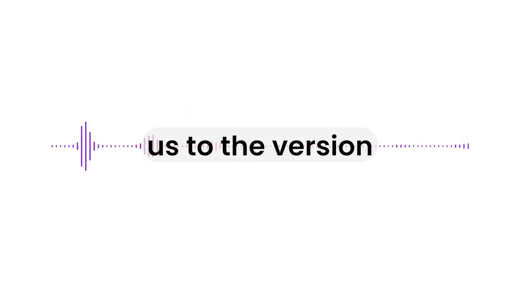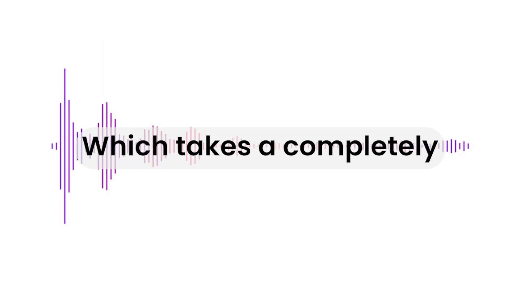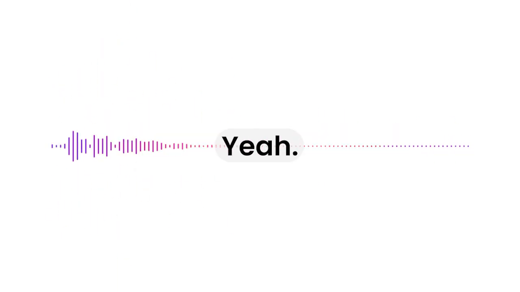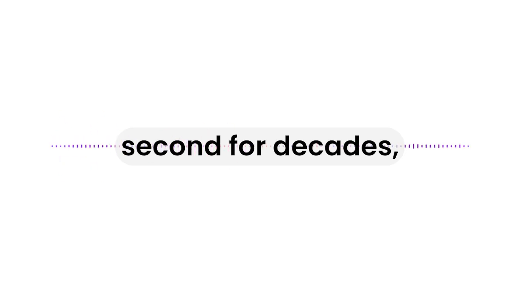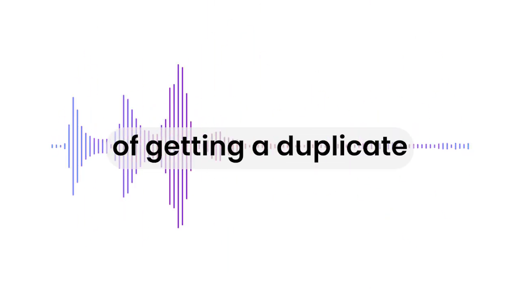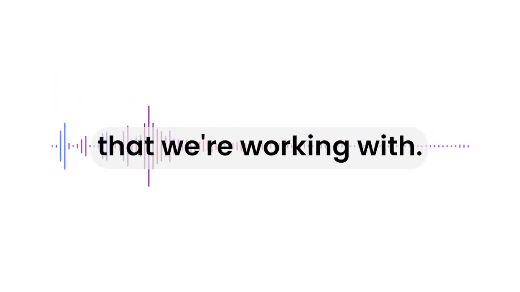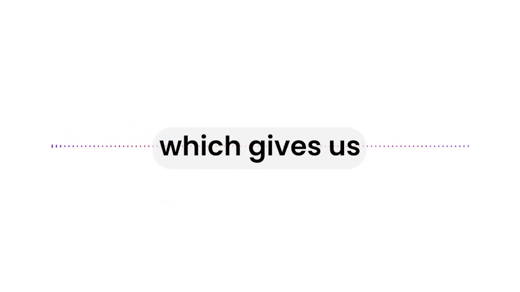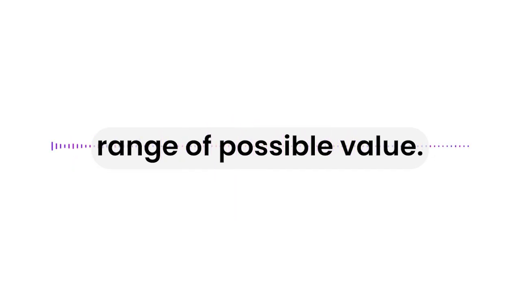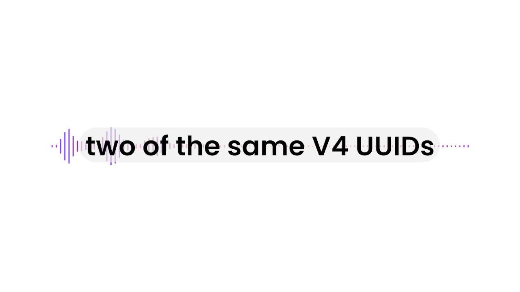That leads us to the version that I think most people see and use most often today. UUID v4. Which takes a completely different approach, relying on randomness. The talk mentions this insanely low probability of a V4 UUID collision. Even if you generated billions of them per second for decades, the odds of getting a duplicate are astronomically low. Why is that? It's because of the sheer size of the number space we're working with. A V4 UUID is a 128-bit number, which gives us a massive range of possible values. So you're more likely to win the lottery multiple times in a row than to generate two of the same V4 UUIDs. Yeah, pretty much.